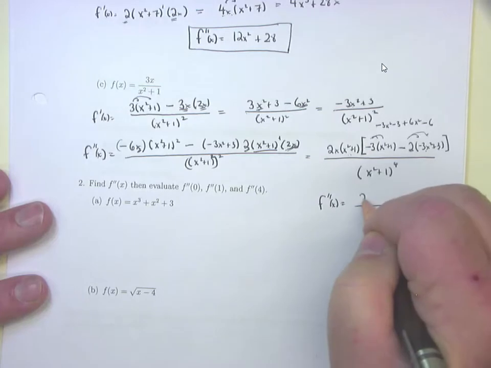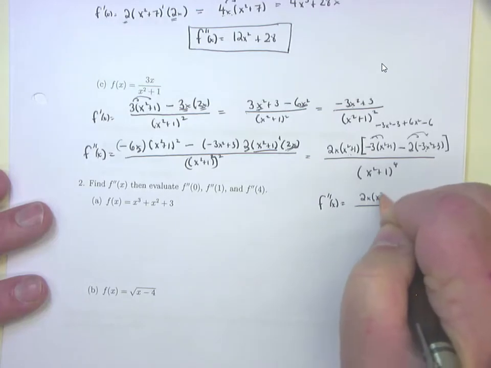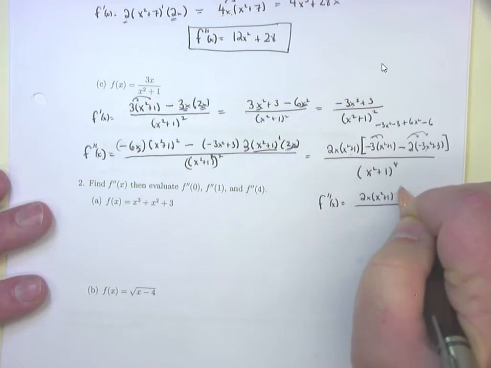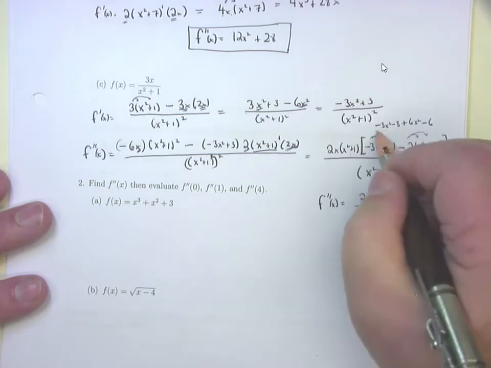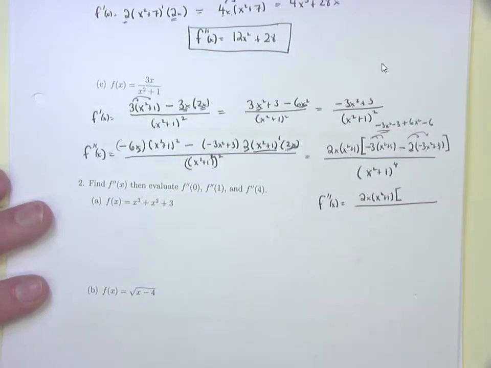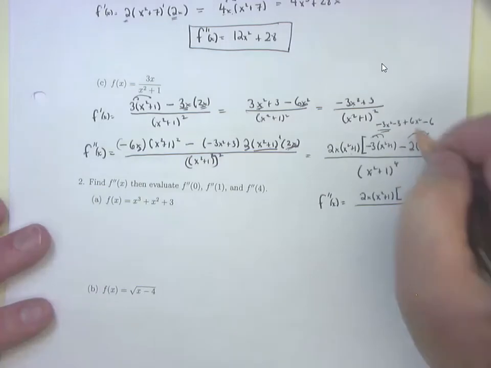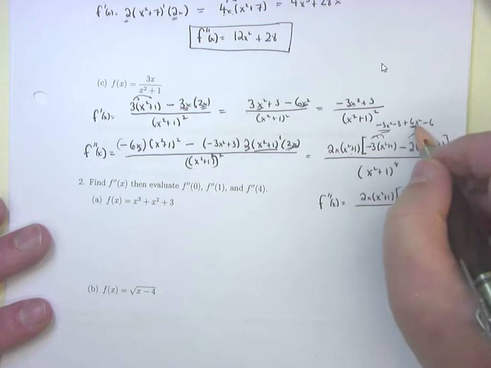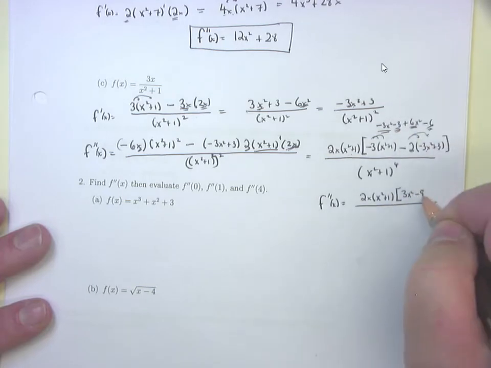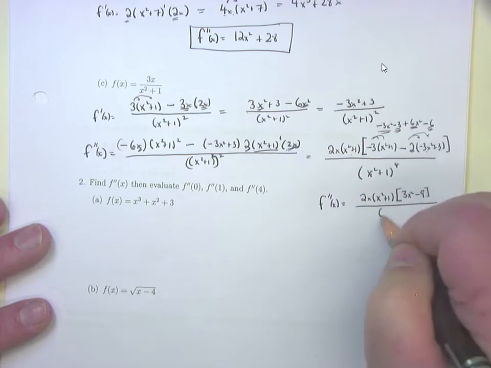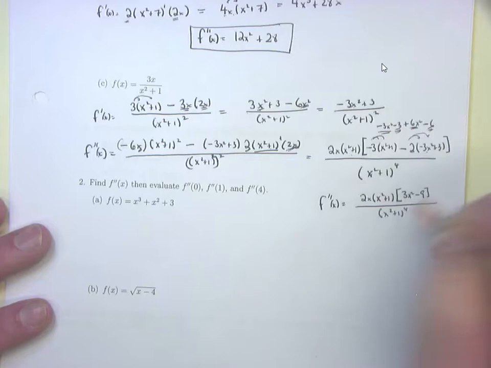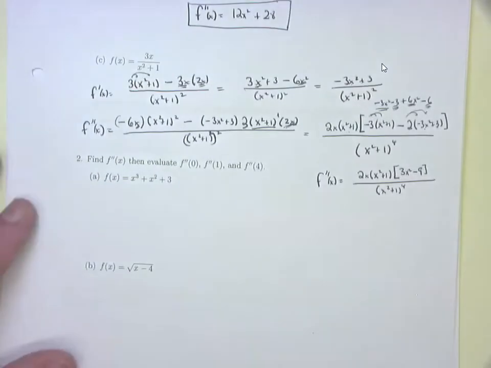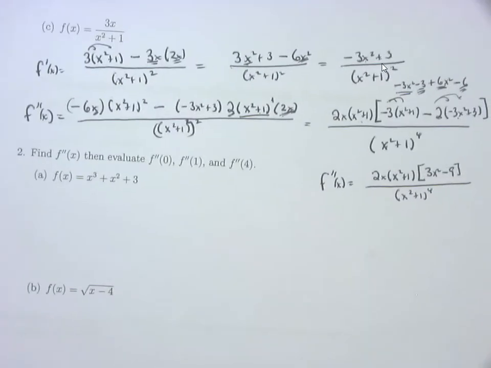It'll be 2x times x squared plus 1 times, what's left inside here? I've got a minus 3x squared plus a 6x squared. That leaves me with a 3x squared. Minus 3 minus 6 is actually minus 9. With me? Divided by x squared plus 1 to the 4th. Are you done cleaning this thing up? What's the deal? You got something else you can do. What else can you do?